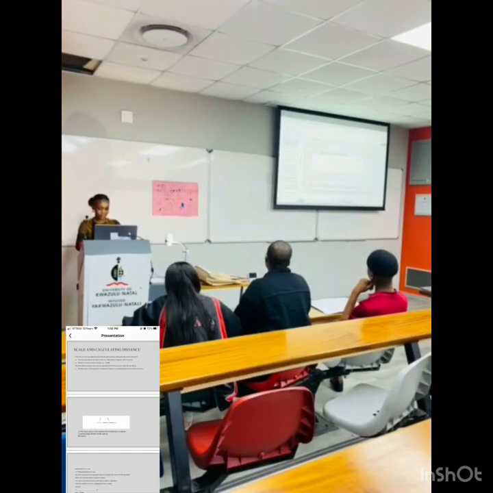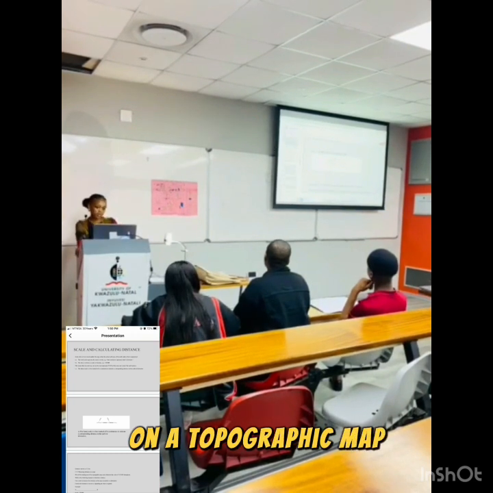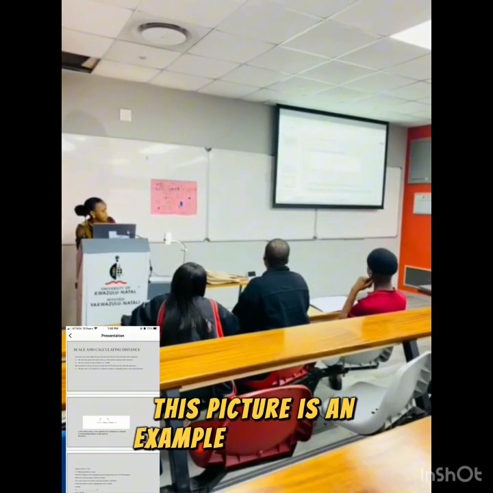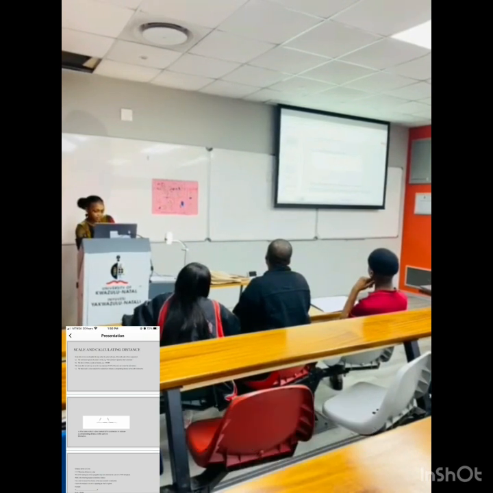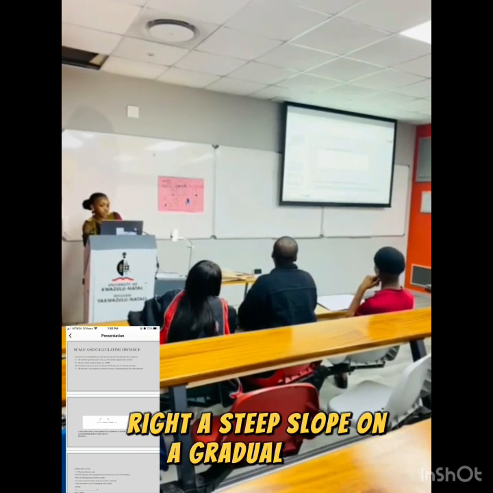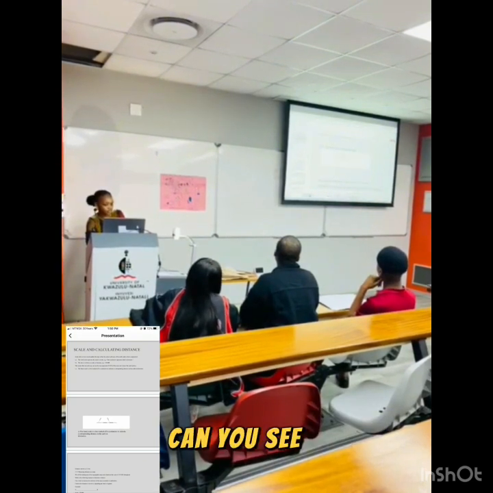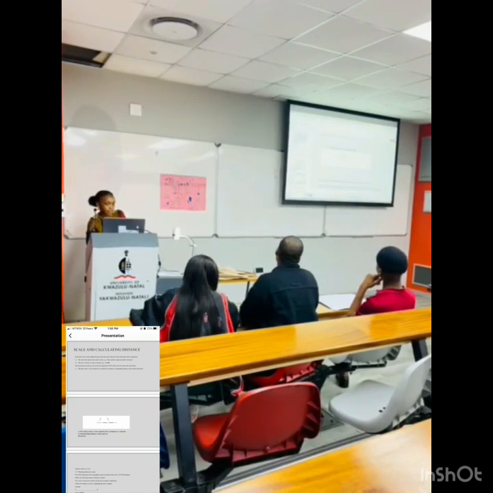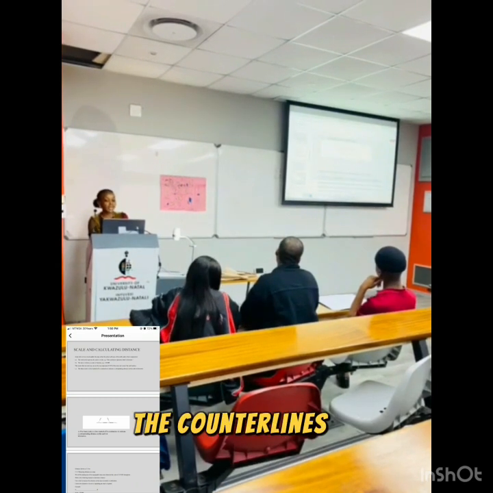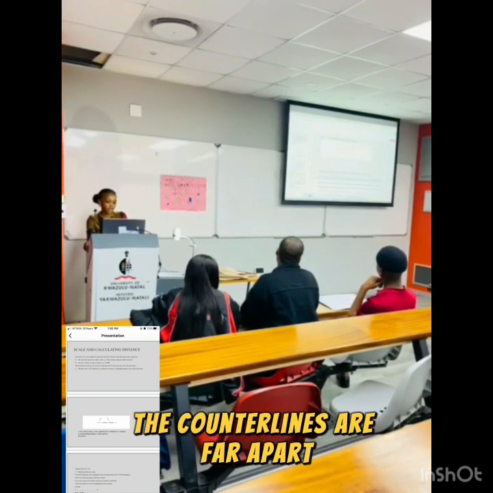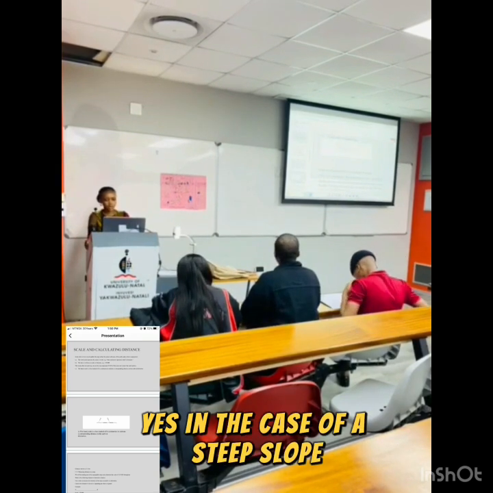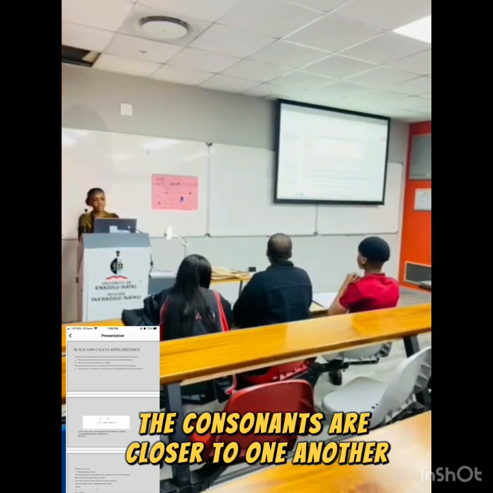Next slide. On a topographic map, this picture is an example of what you can find. A steep slope and a gradual slope. Can you see? Yes. Okay. In the case of a gradual slope, the contour lines are far apart, as you can see. In the case of a steep slope, the contour lines are closer to one another.